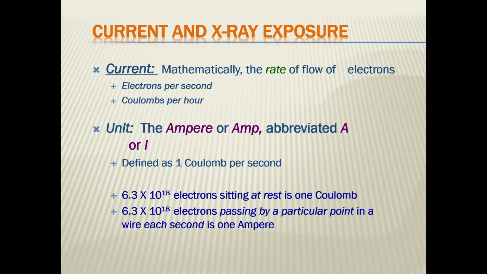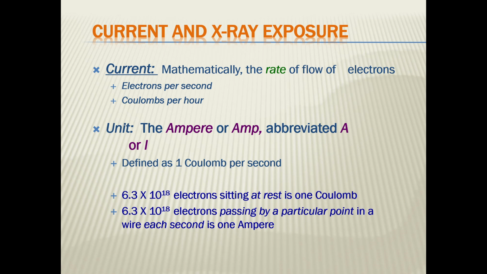Okay, electrical current. So we learned current is the flow of electrons along the surface of a conductor. Mathematically, we can say that the rate of flow of electrons is current. We could have picked anything, like tens of electrons per nanosecond, but the easy unit to use is electrons per second, or coulombs per hour if you've got large amounts of current flowing. But electrons per second is a pretty usable term for us. We like that.